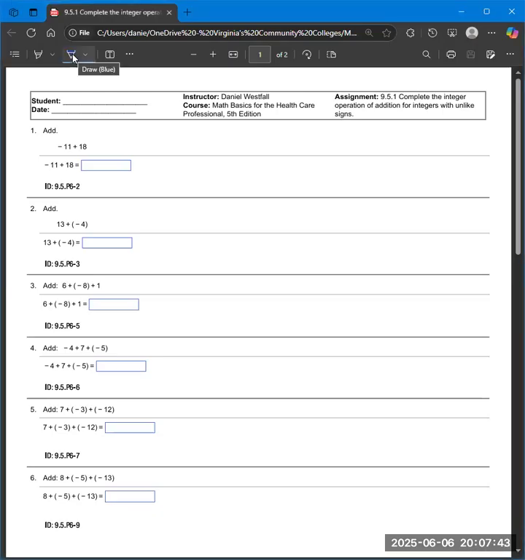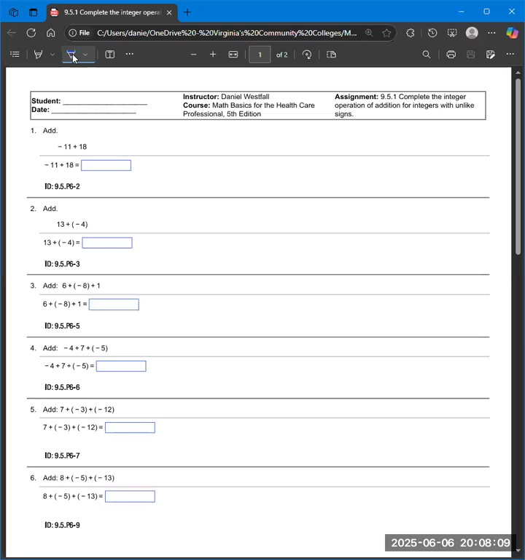All right, in this video, we're going to talk about 9.5, Objective 1, where we complete the integer operation of addition for integers with unlike signs. Though it's an integer operation of addition, we're actually going to have subtraction involved here when we have unlike signs, because these numbers work against one another since they are on opposite sides of the number line.